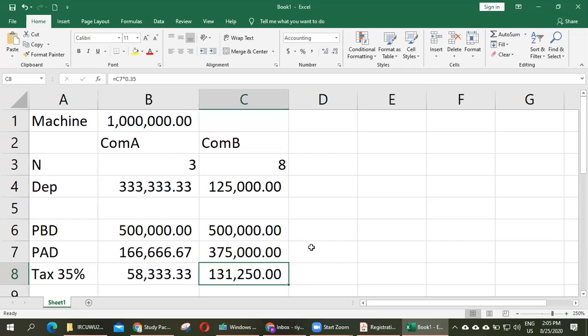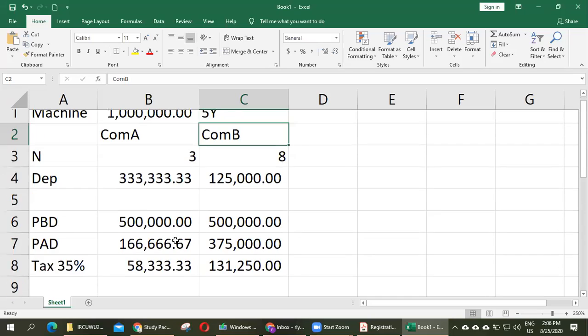So is it fair or unfair? It is unfair, right? Therefore, to reduce this kind of unfairness, the government has introduced a uniform rate for this kind of machines: 5 years. Now, how much depreciation can you calculate and tell me?